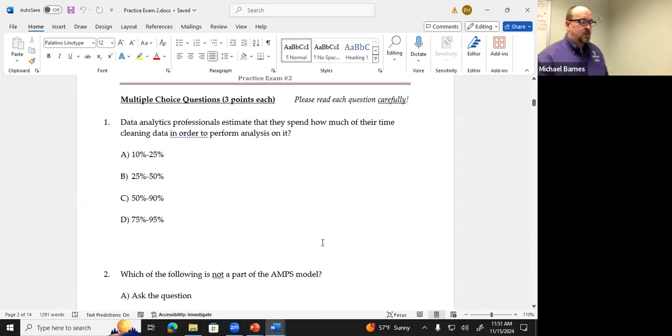All right. Data analytics professionals estimate they'll spend how much of their time cleaning data in order to perform analysis on it. This one was a large number. It was a very large number. It's not D, unfortunately, or not D, fortunately, I should say. But it is a large number. It's 50 to 90% of their time.